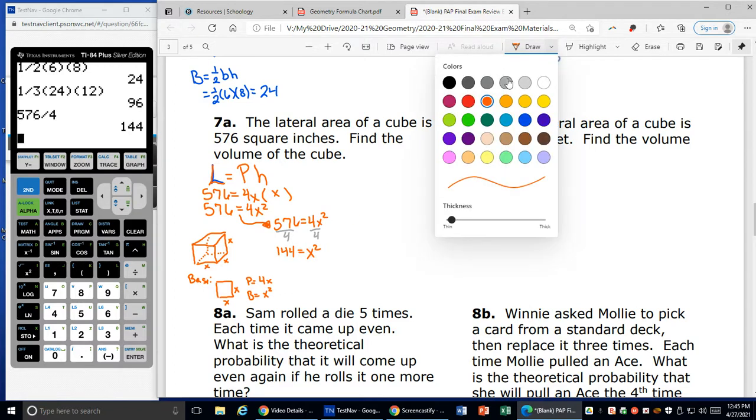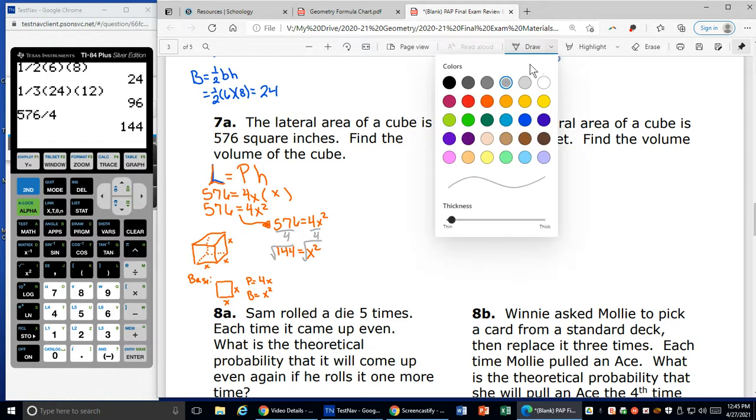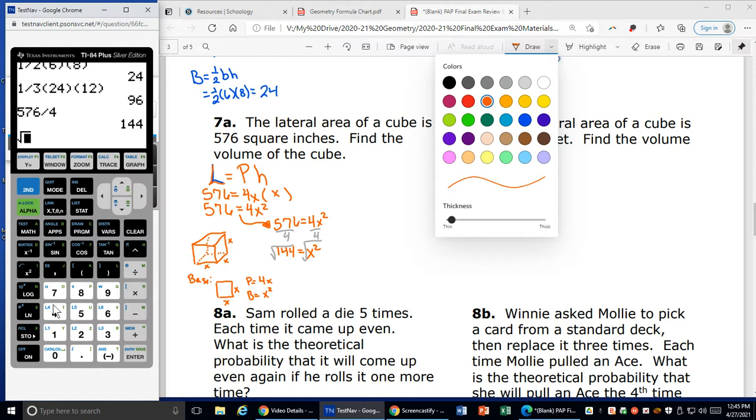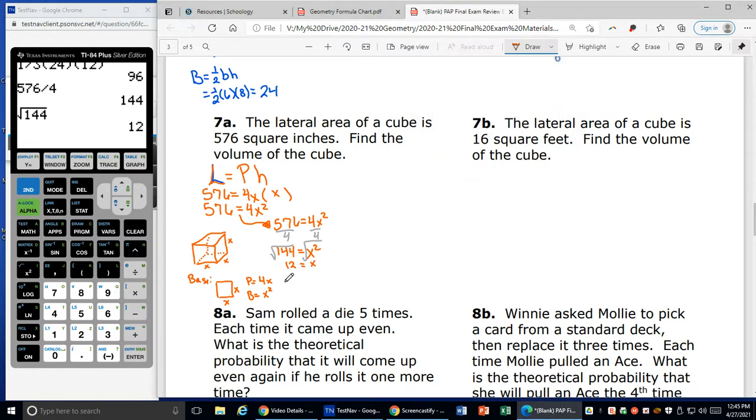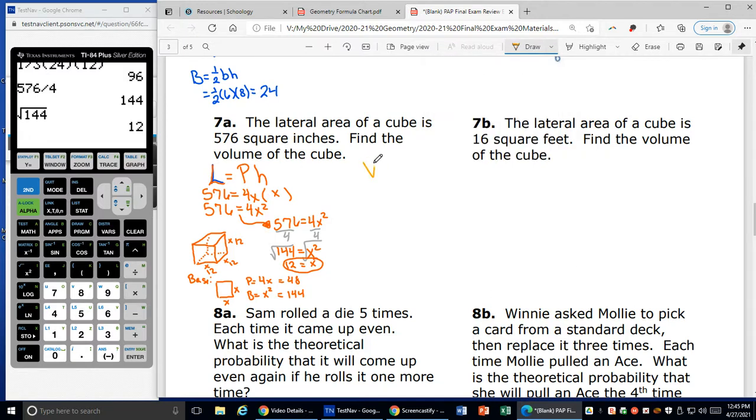Then to unsquare it, we square root it. So we can see why I like that I got 144, because the square root of 144 is 12. So I know my side lengths on my figure are all 12, which means I know my perimeter is now 4 times 12. I know the area of the base is 12 times 12. Now, once I know this, I can find the volume.